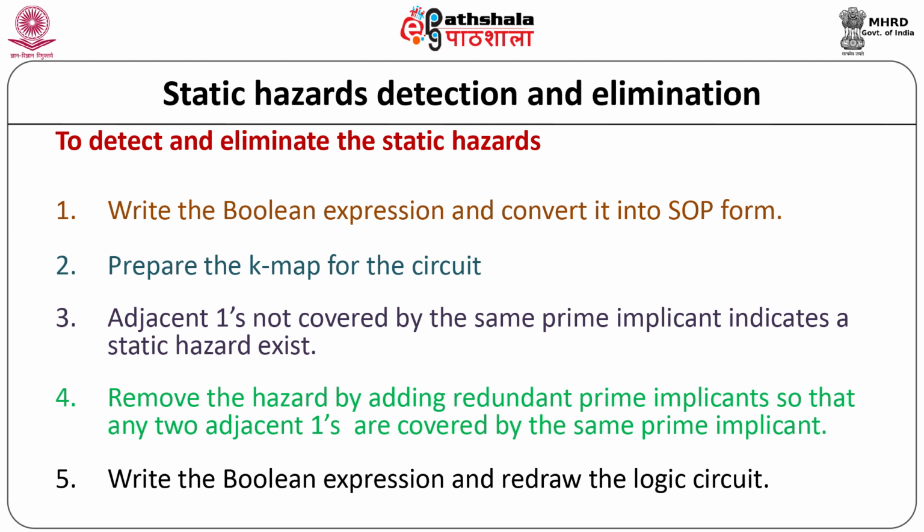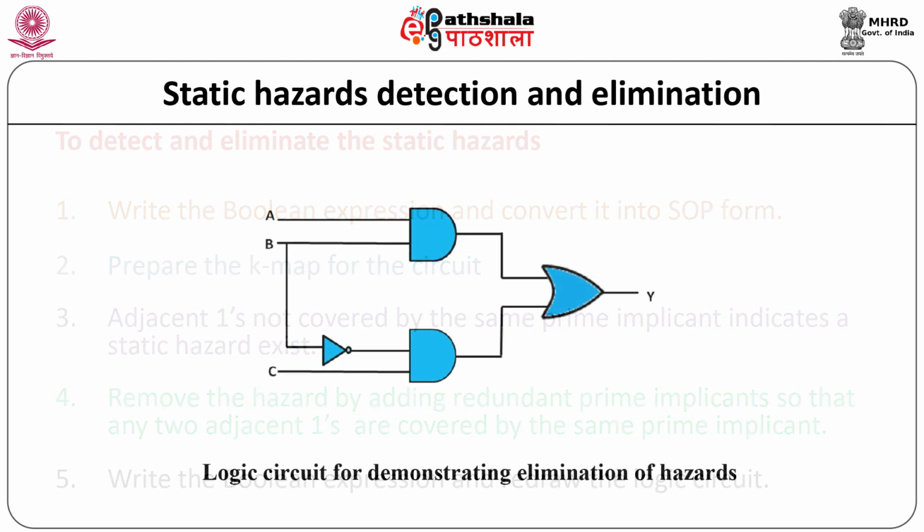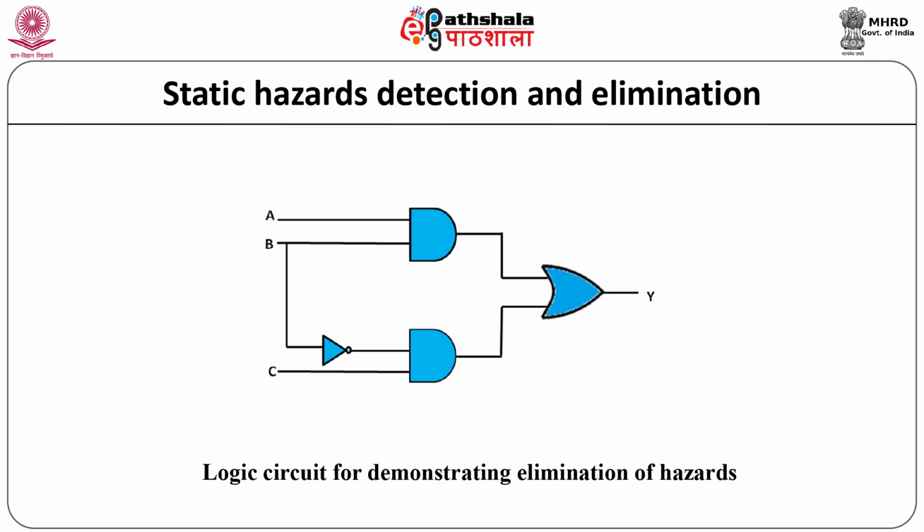Fourth, remove the hazards by adding redundant prime implicants so that any two adjacent ones are covered by the same prime implicant. Step 5, write the Boolean expression and redraw the logic circuit. Let us consider an example to demonstrate how to eliminate hazards.